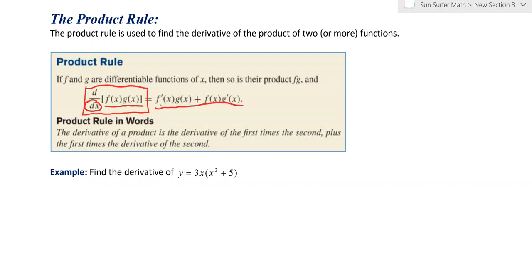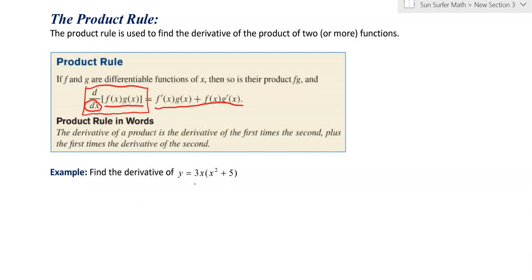It says we take the derivative of the first function, f of x, and we multiply it by g of x. Then we add to that the first function f of x multiplied by the derivative of the second function g of x. So in words, the derivative of a product is the derivative of the first function times the second plus the first times the derivative of the second. So as is usually the case with math, it's easier to actually do an example than it is to read these rules sometimes. So let's take a look at the first example.